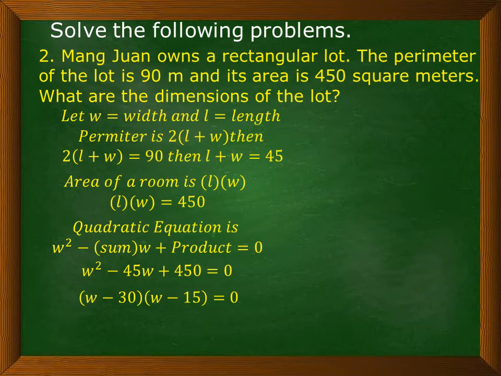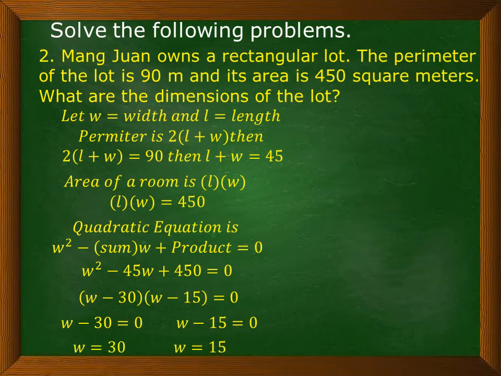So you have W minus 30 times W minus 15 equals 0. In our previous lesson, you know how to factor 450. And then you get the sum, which is negative 45. So the factors are negative 30 times negative 15. Okay. So then, equate the two equations by 0. By zero product property, we have W minus 30 equals 0 and W minus 15 equals 0.